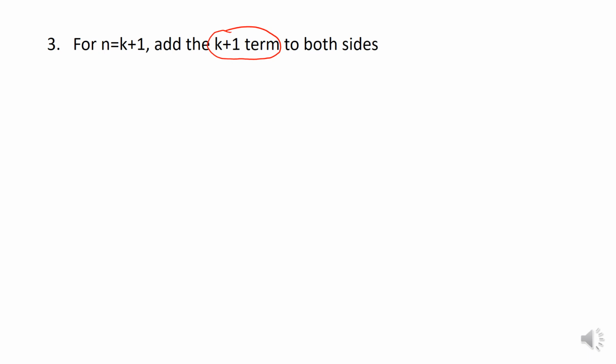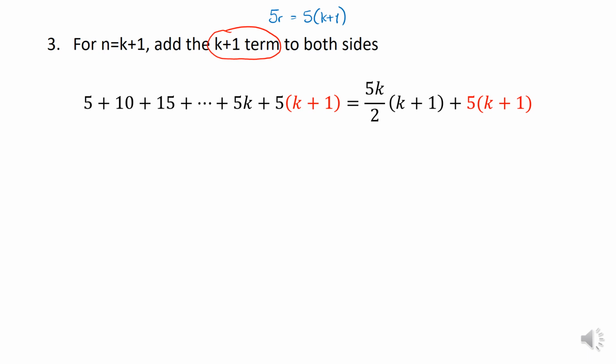I'll change my pen back to blue. The k plus 1 term is when you take what's being summed, all the 5 r's, and replace r with k plus 1. And this is what's going to be added to the left and to the right of what we had on the previous slide. Okay, so let's take a look at that. All right, so you see it's been added here to the left, and it's been added here to the right.